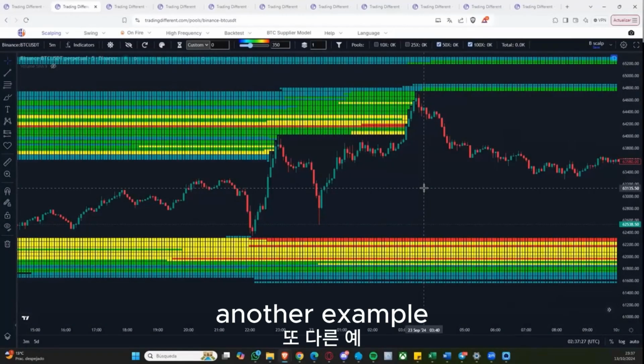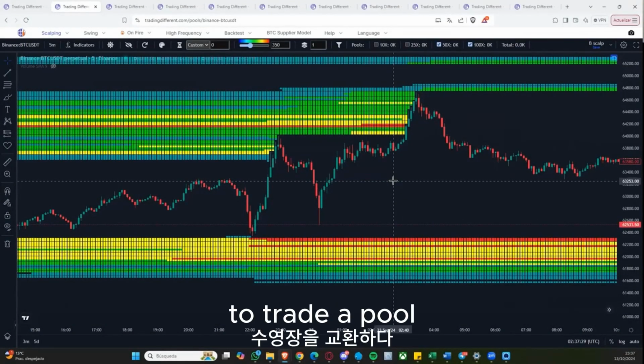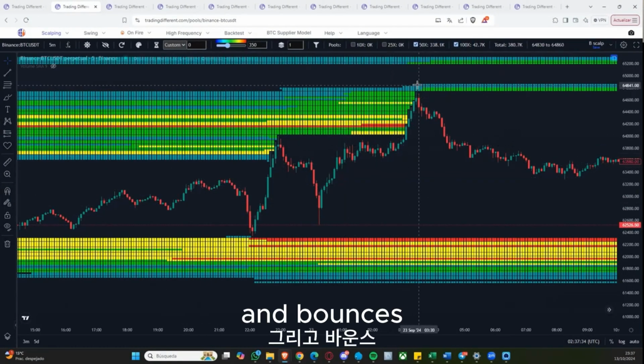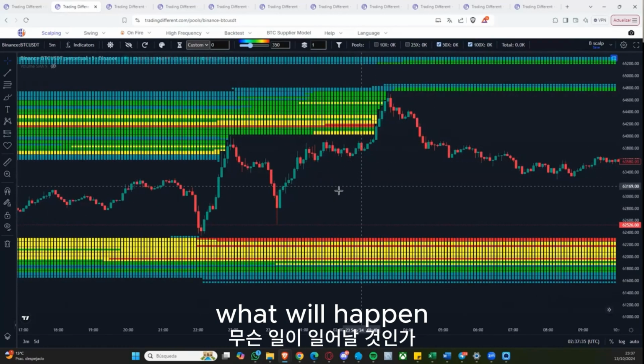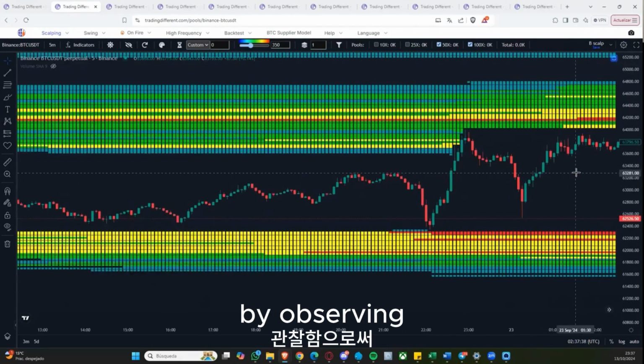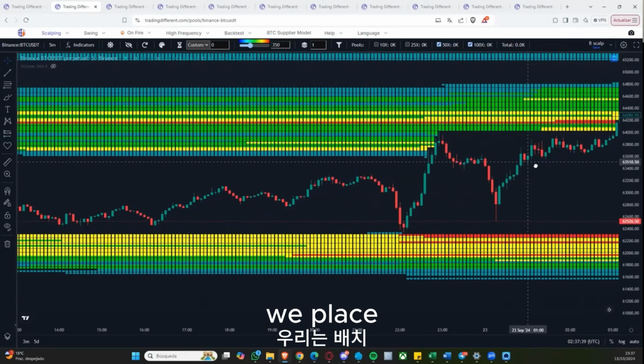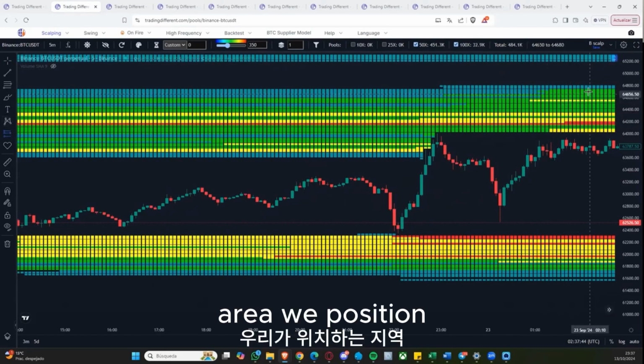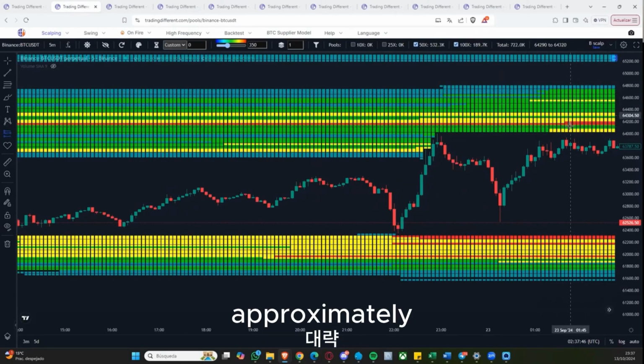Let's look at another example of how to position ourselves to trade a pool bounce. The price reaches the end of the pool and bounces. Assuming we don't know what will happen, we position ourselves by observing the entire liquidity zone. We place the entrance from the middle of the pool up, that is, in the safest area. We position ourselves at approximately this height to ensure that the price hits our entry.